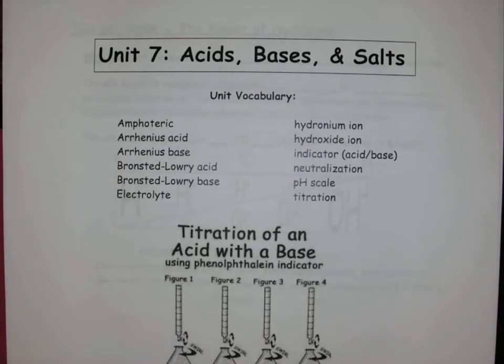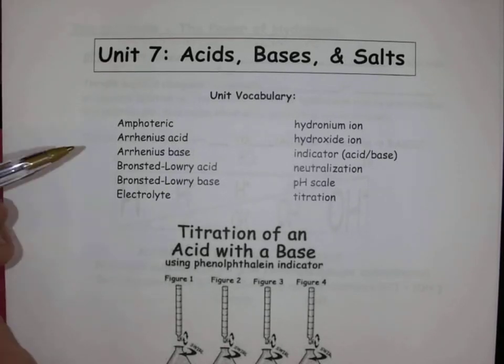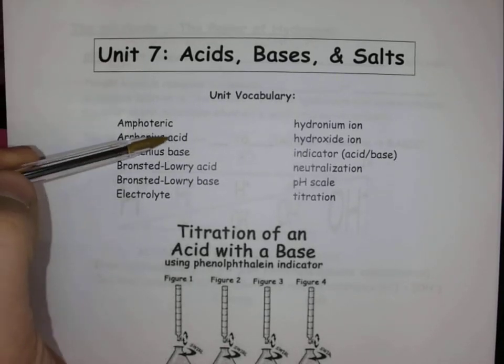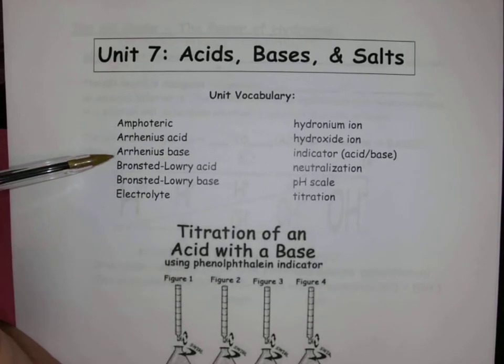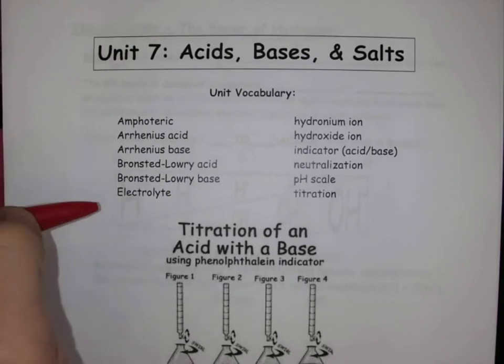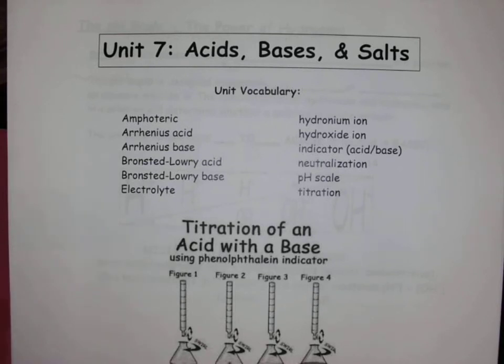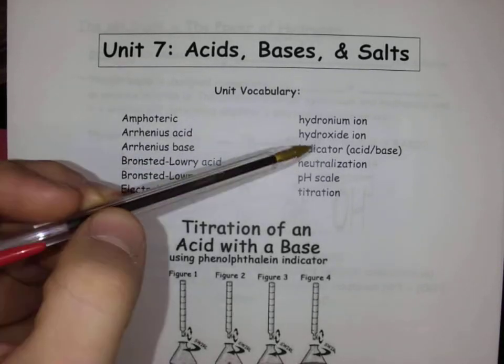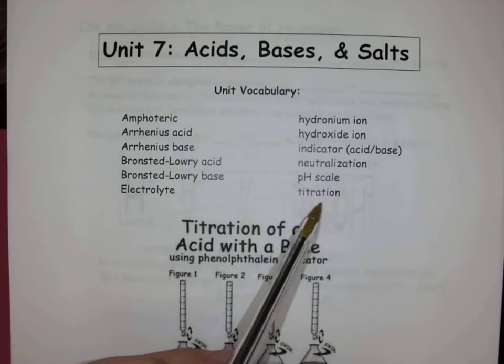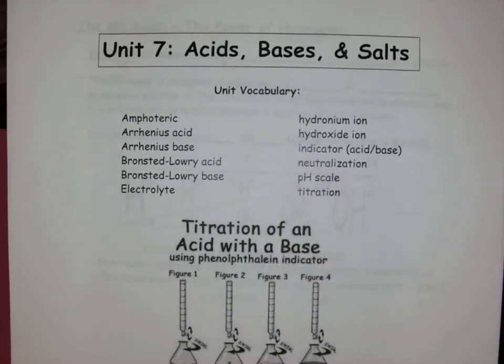We have our next unit here, all about acids and bases. We've got a number of vocabulary here, but a lot of them we will already kind of know. We'll learn what acids and bases are, and give them either the Arrhenius definition or the Bronsted-Lowry definition. We've talked about electrolytes before, and hydronium and hydroxide ions. We'll talk about that, and then mostly talk about our pH scale, titration, neutralization, and what's happening with our acids and bases.